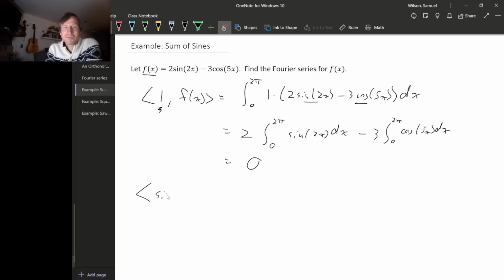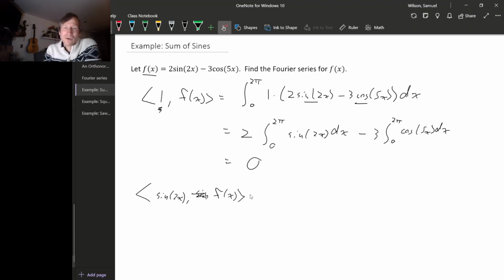So for another example, we might want to take the inner product of sine x and our function. Okay. So this is going to give us the coefficient for the, actually, we sort of know ahead of time that this one is going to be 0. So let's skip ahead to one of the ones that isn't 0. So how about sine 2x? Yeah, let's do this one.